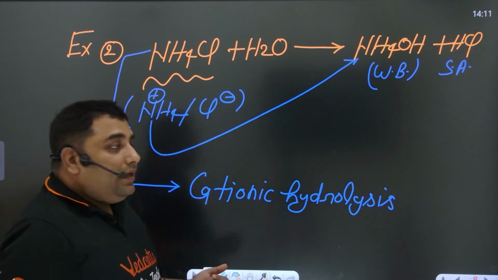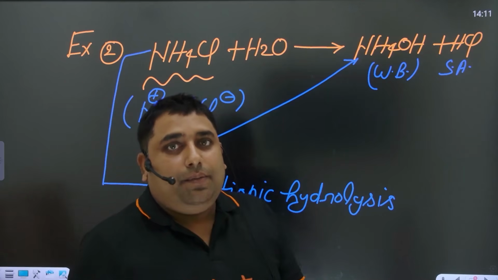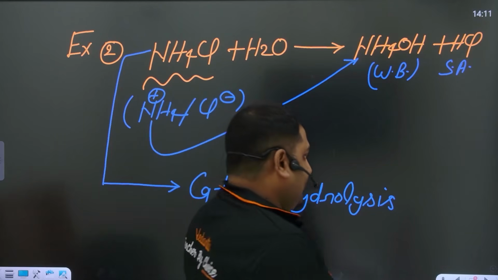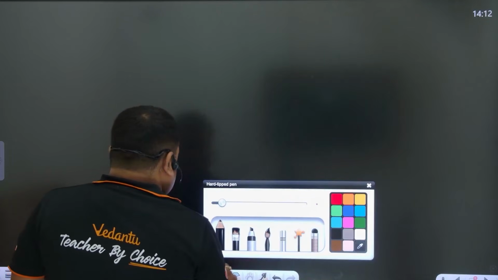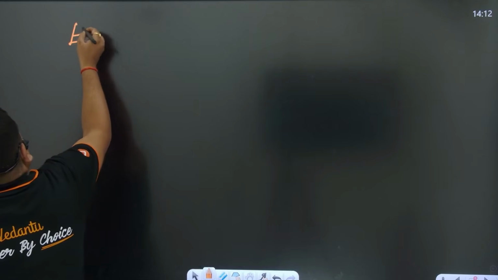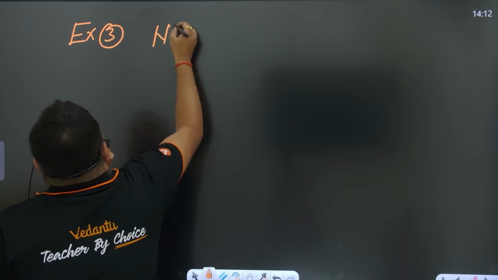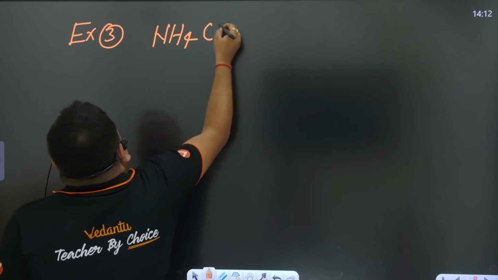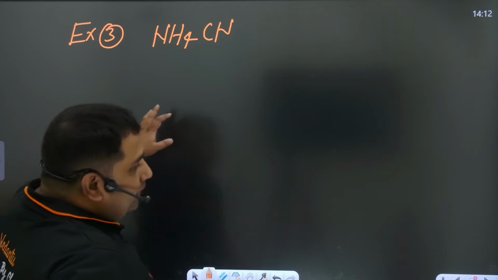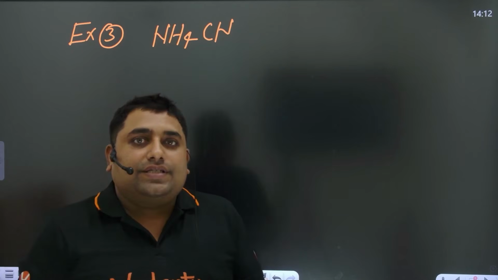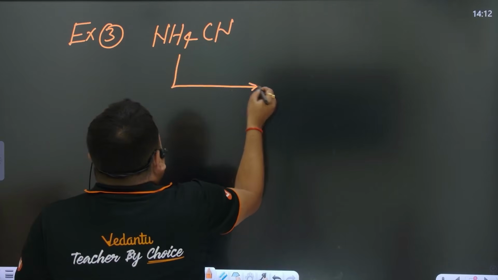So in this salt, cationic hydrolysis is taking place. Now we have to take one more example to understand mixed hydrolysis. Example number 3. For example, NH4Cl. This salt is given. Now you have to check in this salt which type of hydrolysis is taking place. Then first you have to add the water in this salt.